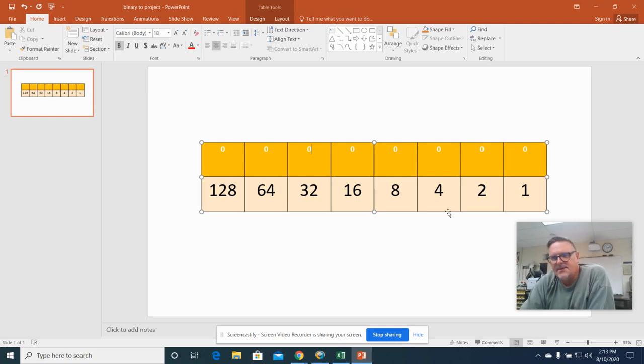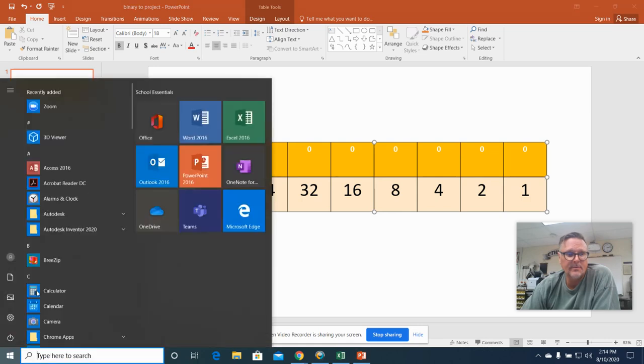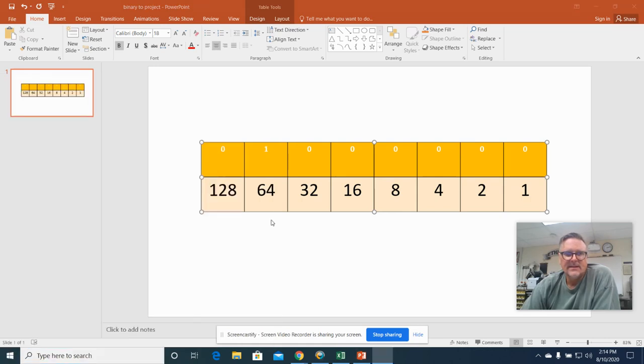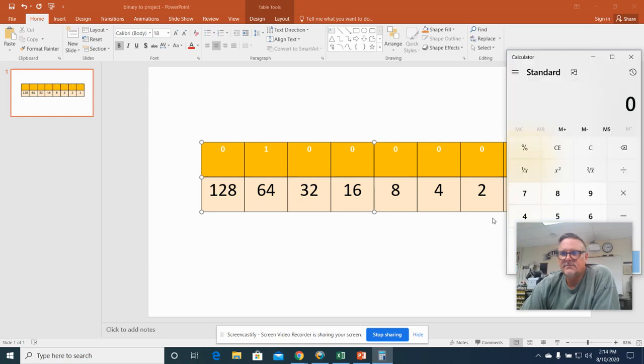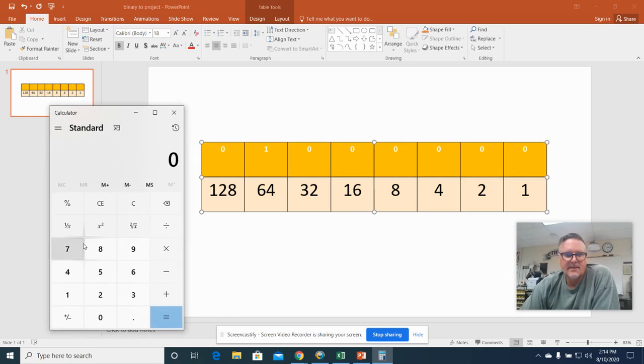So out of these 8 numbers here, the biggest number that I can fit into 117 without going over would be 64. So I'm going to go ahead and turn one of those on. Okay, so I've got a 64 in there. So if I take 64 from my original 117, what do I have? And if you need to do this too, you come down here and you open up a calculator. 117 minus the 64 that I've already got, I'm left with 53.